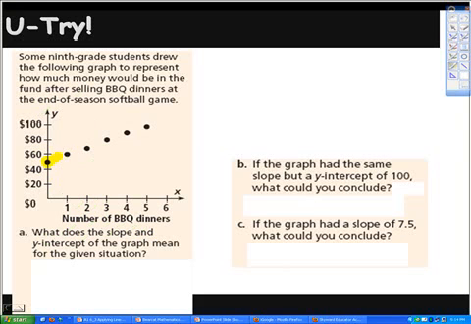The slope is just how far this rises as we go from one to the next. And if you look here, it goes over and up. It goes over 1 and up, what, $10. So the rise is 10 over 1. So the slope is $10.